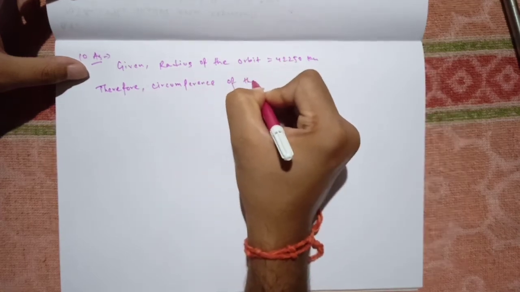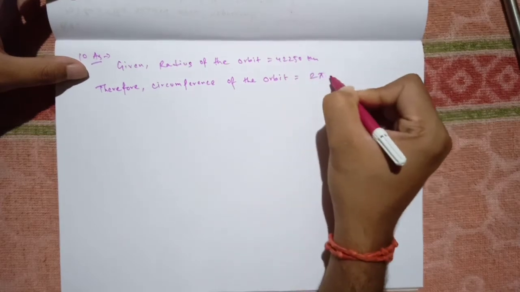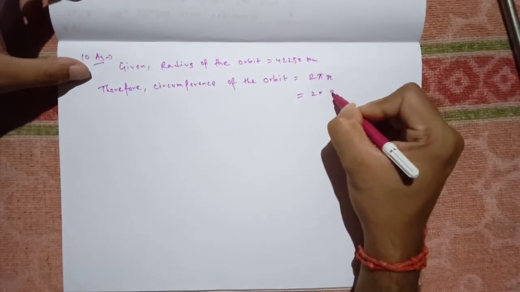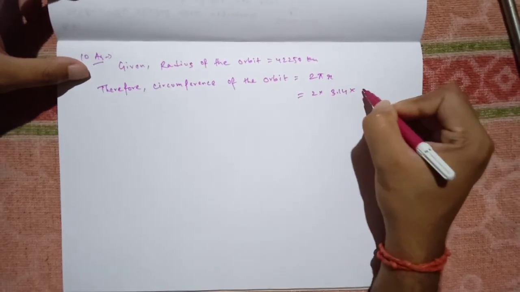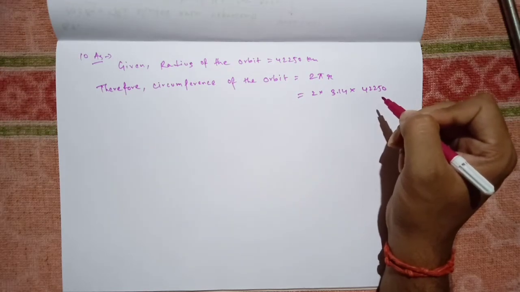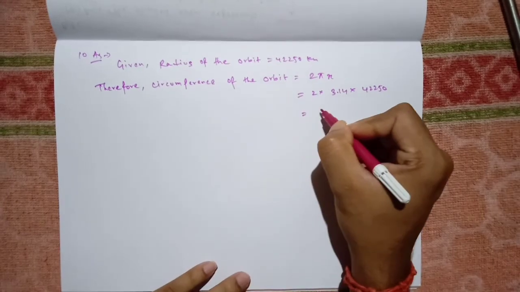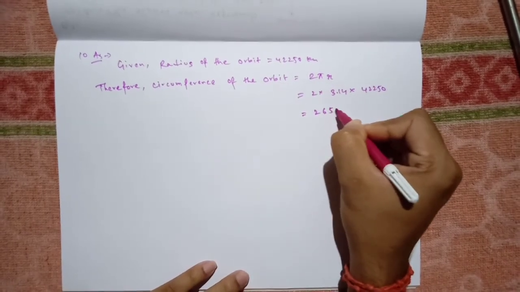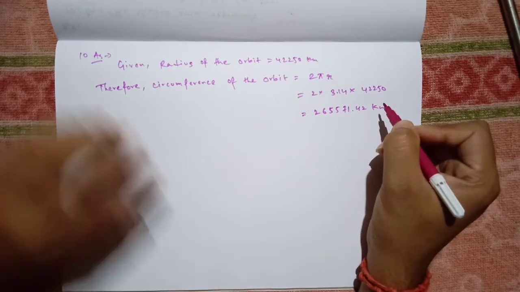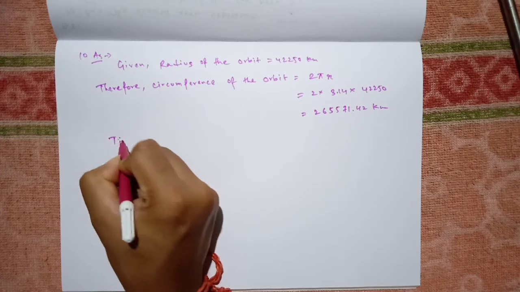Now therefore we have to find the circumference of the orbit, which will be 2 pi r. 2 into 3.14 into 42250. Always remember pi value will be 3.14 or 22 by 7. Now this becomes 265,571.42 kilometer.